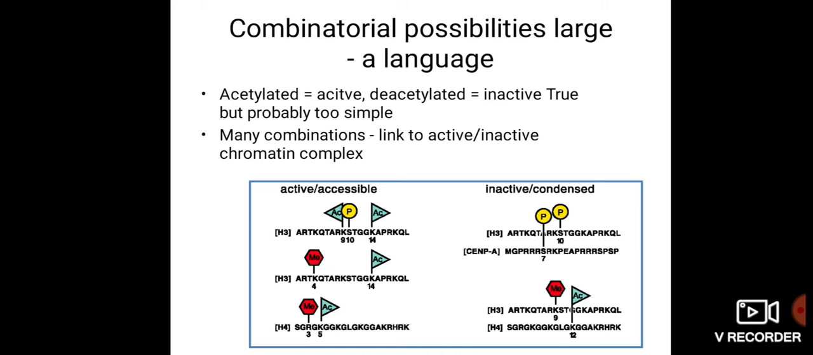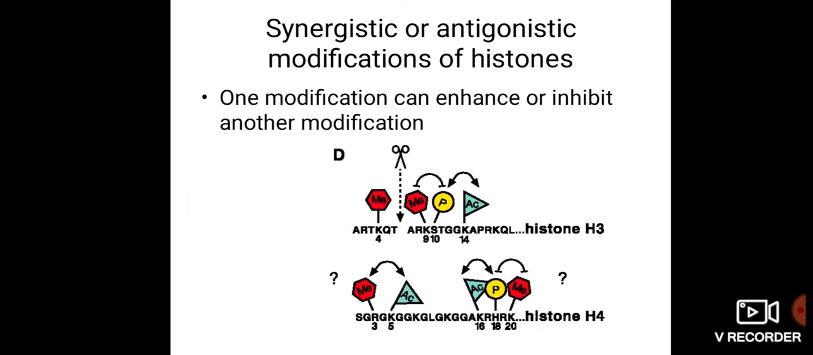So this acts as a kind of language to understand which part of the DNA is going to be active in transcription, and which part of the chromatin complex is going to become inactive for transcription. These modifications can act synergistically as well as antagonistically. One of the modifications which we have already seen can affect the other modifications.